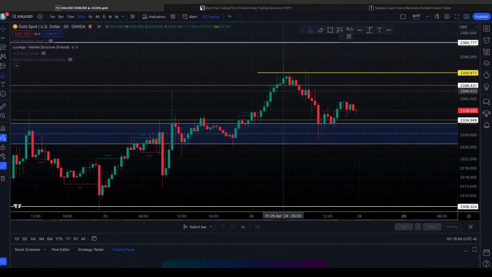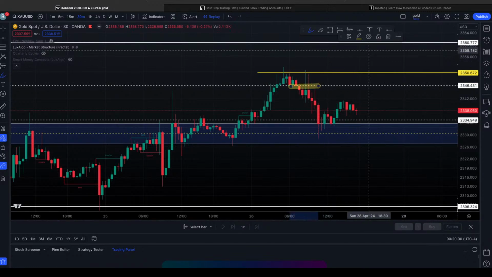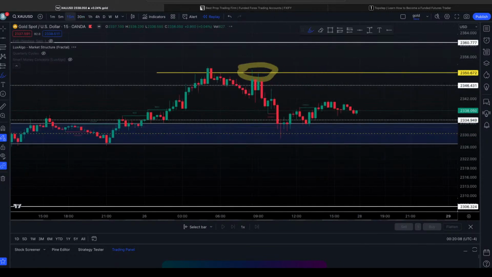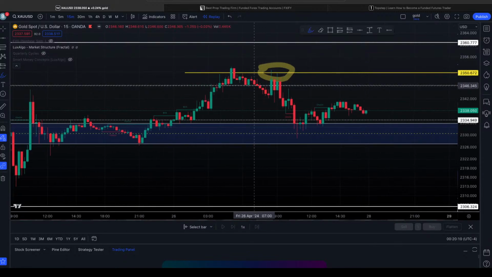What happens is that when we're above the true open, we're looking for sells. When we're below it, we're looking for buys. As you can see, during this time we were above the true open, and this was right at 9 o'clock, which was also this candle right here.